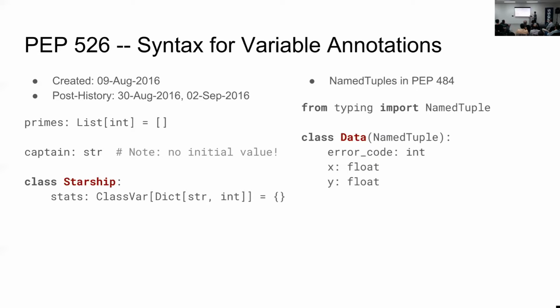So here we have a named tuple where we have an error code, which is an int, and then the next, and then the y.